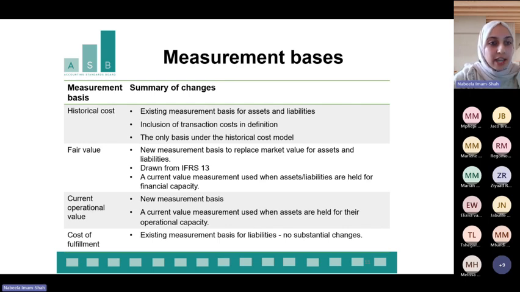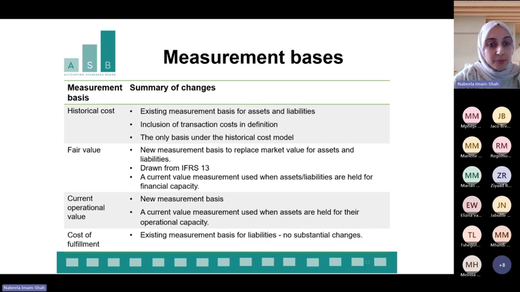Okay, so let's have a look at the measurement basis and the summary of changes in the IPSAS conceptual framework. Starting off first with historical cost. This is an existing measurement basis for assets and liabilities. So when we say that, it was in the old IPSAS conceptual framework, and it is still now in the new IPSAS conceptual framework. Here, what is different in the amendments and in the new conceptual framework is the inclusion of transaction costs in the definition. It is also the only basis under the historical cost model.